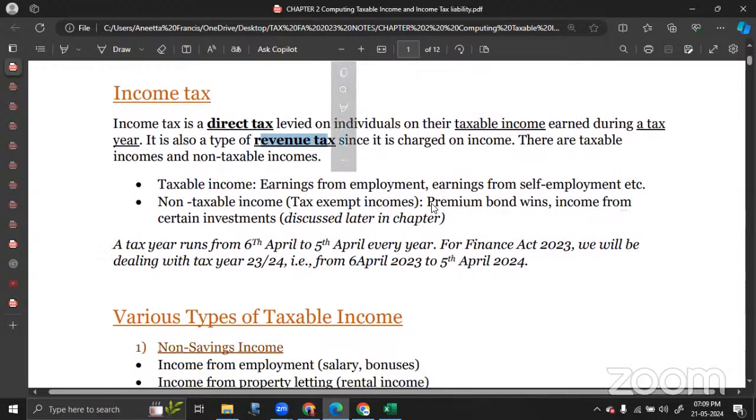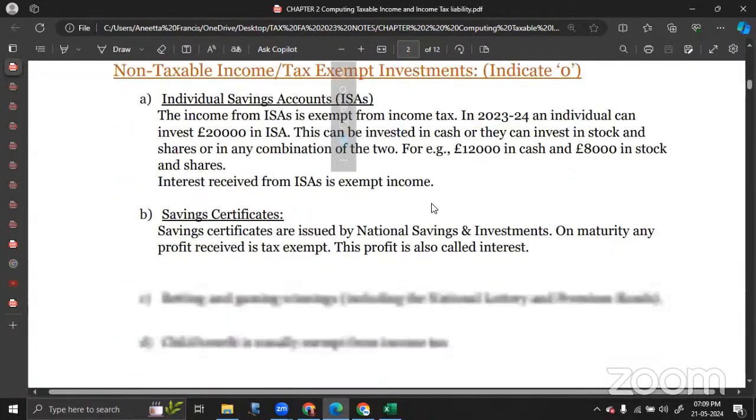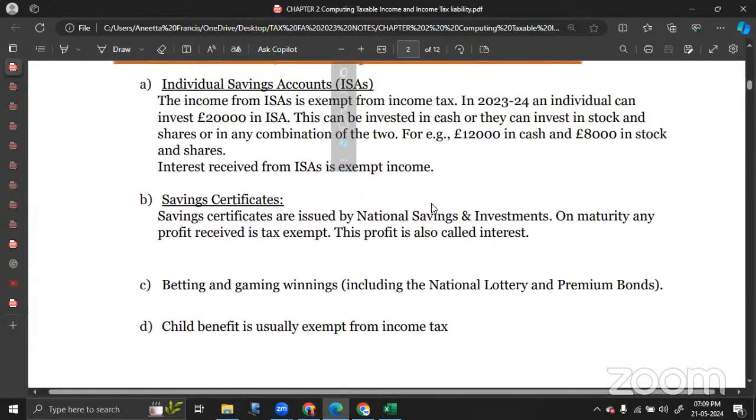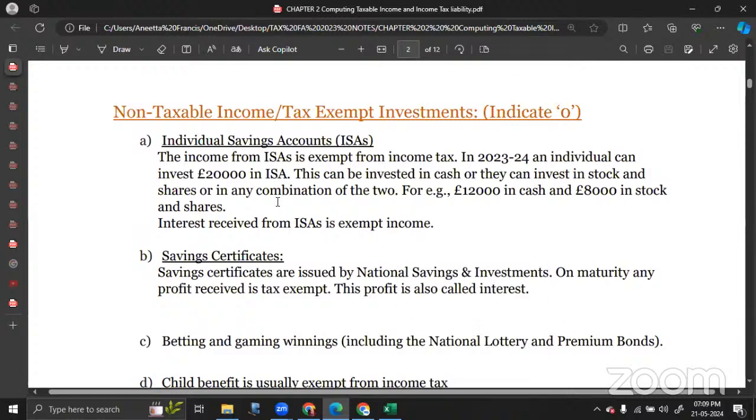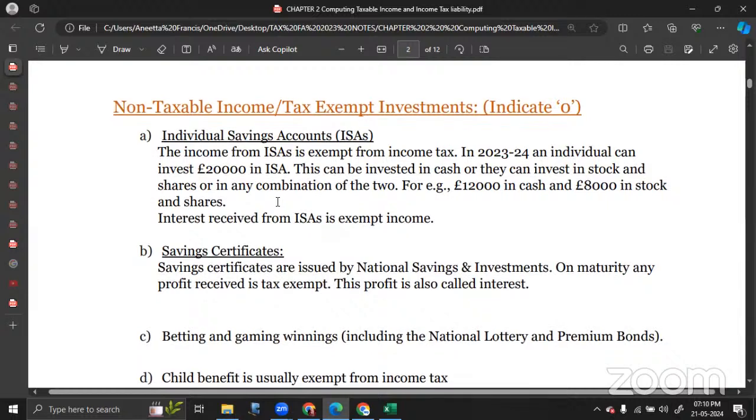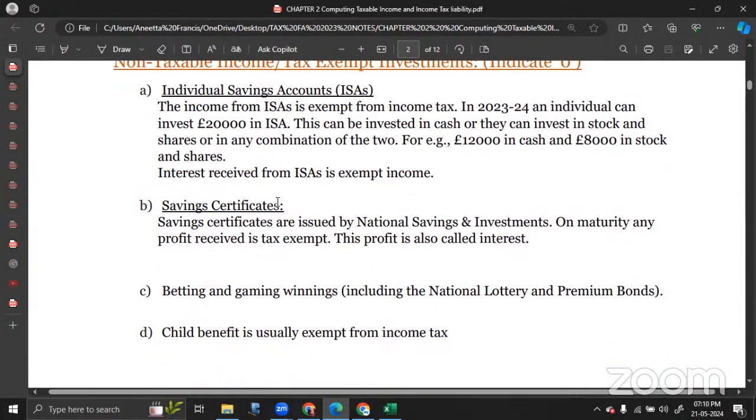And there are 2 types of incomes. There is a taxable income and a non-taxable income. Non-taxable incomes are the exempt incomes. I'm going to directly go through that area. You have to learn by heart the list of exempt income. Okay, please keep that in mind. You have to learn by heart which all comes under the exempt income. So you have income from ISA, income from savings certificates and betting and gaming wins or premium bond wins. And in certain cases, child benefit is also exempt.